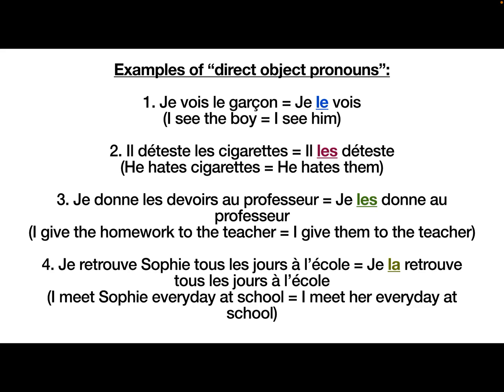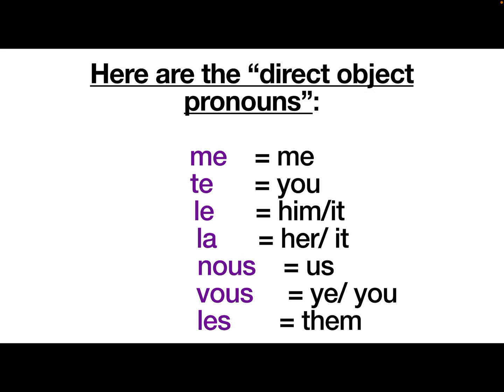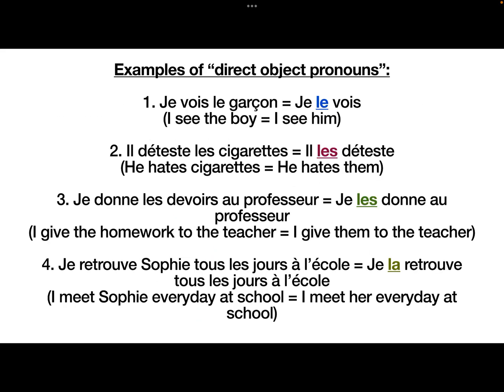Okay, number 3. Je donne les devoirs au prof. I give the homework to the teacher. You want to replace the homework with them because it's plural. Les devoirs. So I give them to the teacher every day at the start of class. So them, look at your list of direct object pronouns, is les. Again, it gives it away. Je donne les devoirs. So you replace les devoirs with les. Where do you put it? Before the verb. So je les donne au prof.